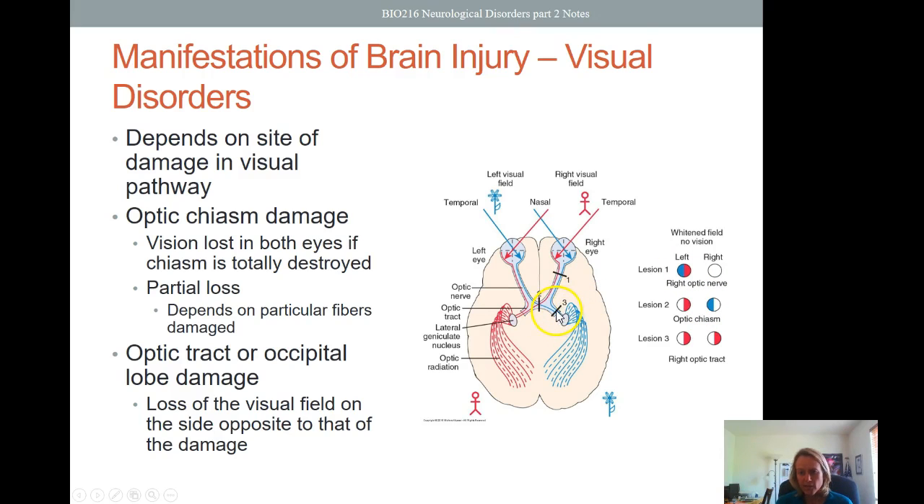Lesion 3 is to the right optic tract, and this is going to cause loss of the left visual field in both eyes. But we have the right visual field still present in both eyes.